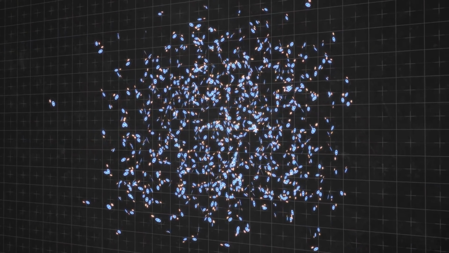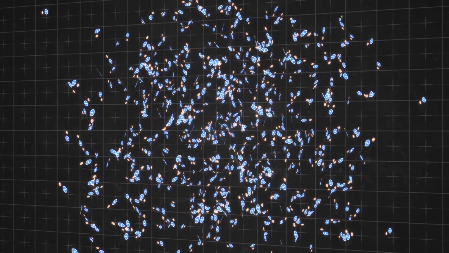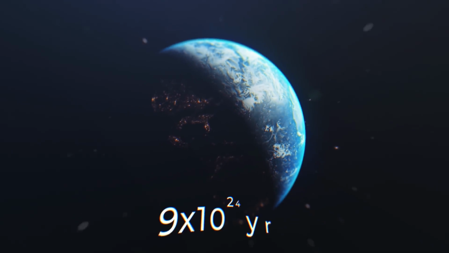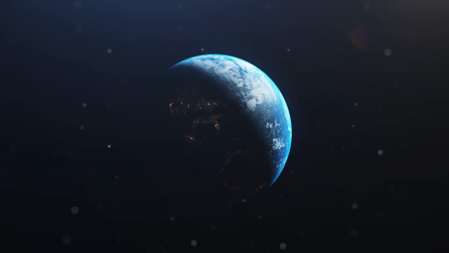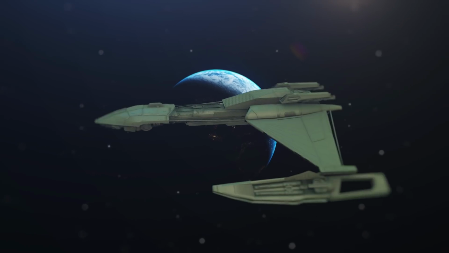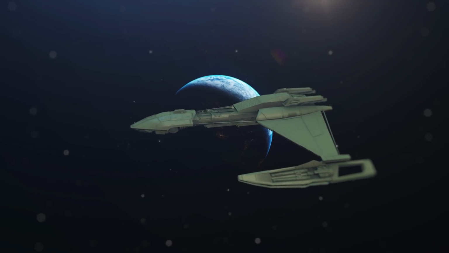But there's also good news. If we learn to hold at least 300 antimatter atoms every year, in 9 septillion years, we'll be able to collect 1.5 kilograms of the coveted substance and start an intergalactic war.